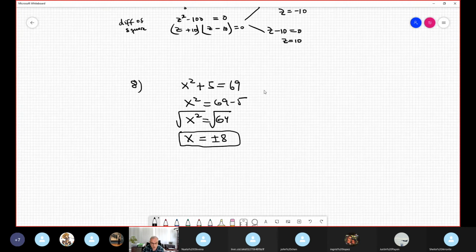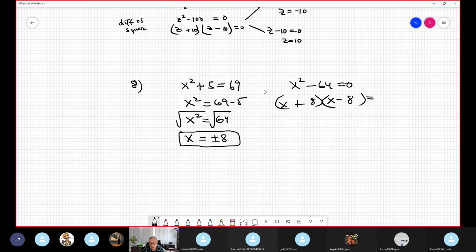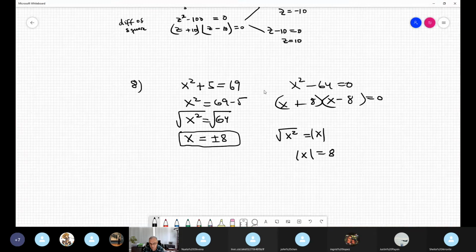Do you understand very well the reason I put the plus or minus sign or not? Suppose I am solving by factorization, x squared minus 64 equal to 0. When you break it down, this is a and negative a. That is the reason that we have the plus or minus sign. Another reason is that the square root of x squared is not x, it's actually the absolute value of x. Absolute value of x equal 8 gives two solutions, a and negative a.